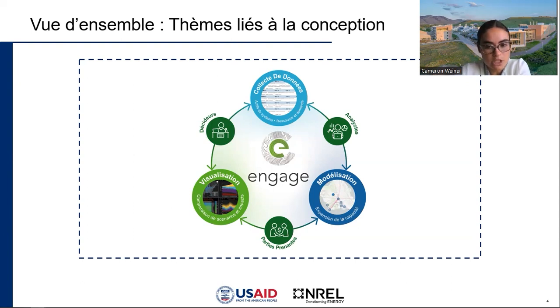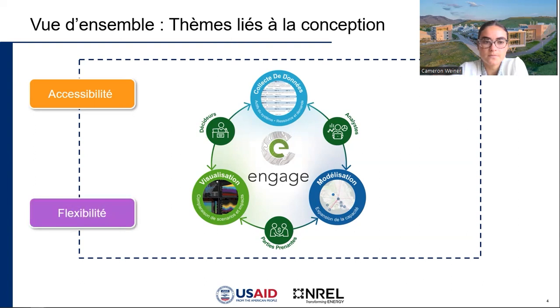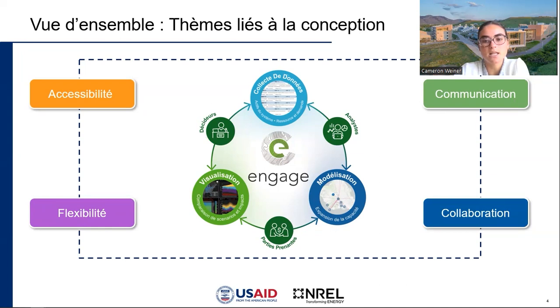And so during this collaboration, Engage, the tool, was developed, and it was designed around 4 key design themes. Those being accessibility, flexibility, communication, and collaboration. And these design themes inform all the decisions we make for the development of Engage features and capabilities. And so throughout the rest of this session, we're going to walk through these 4 different design themes and use them to describe Engage, its capabilities, and also some of its limitations.